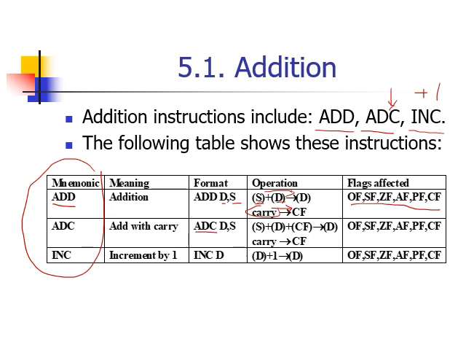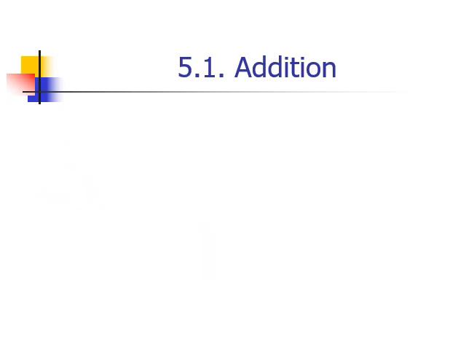Similarly, ADC, add with carry: the content of the source is added to the content of the destination, added to the content of the carry flag bit. The result is placed in the destination operand. If a carry is produced, the carry is placed in CF. Increment: you specify only a destination, and this instruction will add 1 to the value inside your destination, and the result is again saved in your destination. Good. Addition.